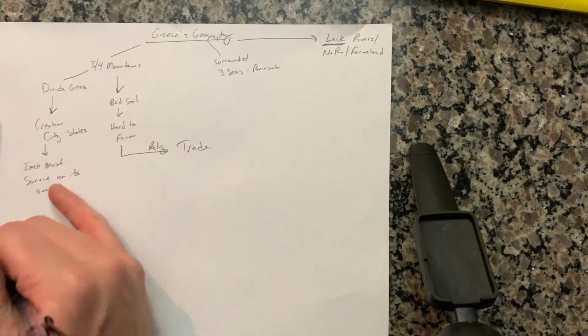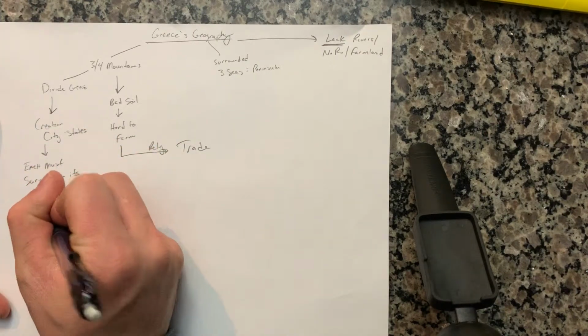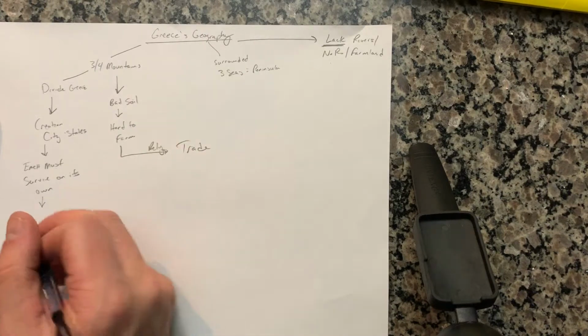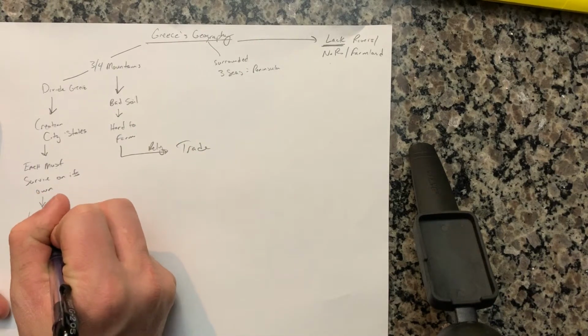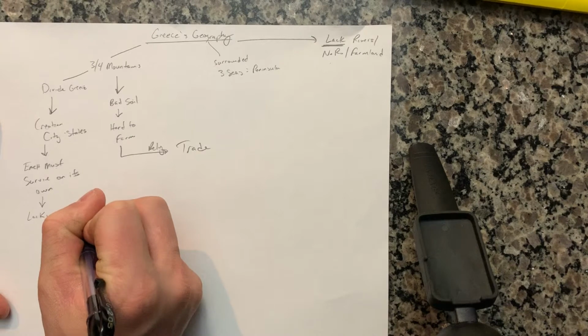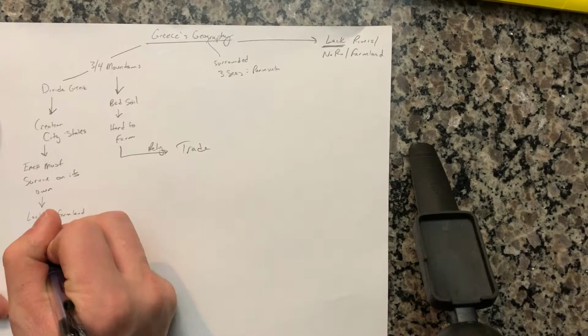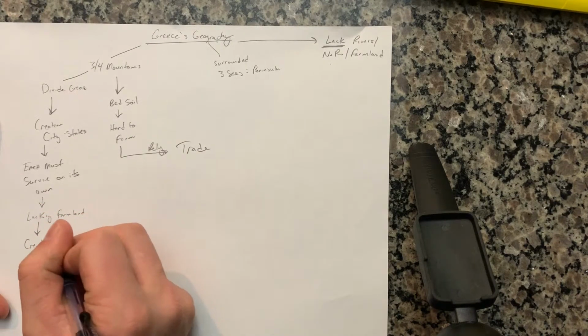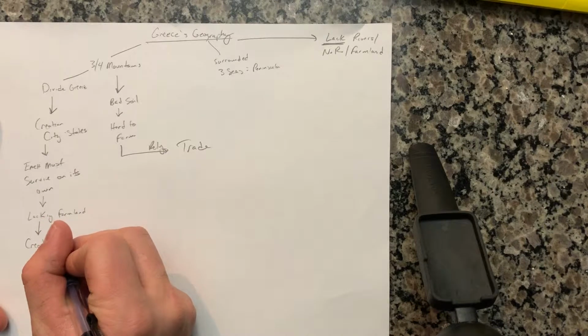So let's get back to here now. So each must survive on its own, but we know that it is hard to farm. So they're lacking farmland, which is going to lead them to create a thing called colonies, just like Great Britain did whenever they came over here before the Revolutionary War.